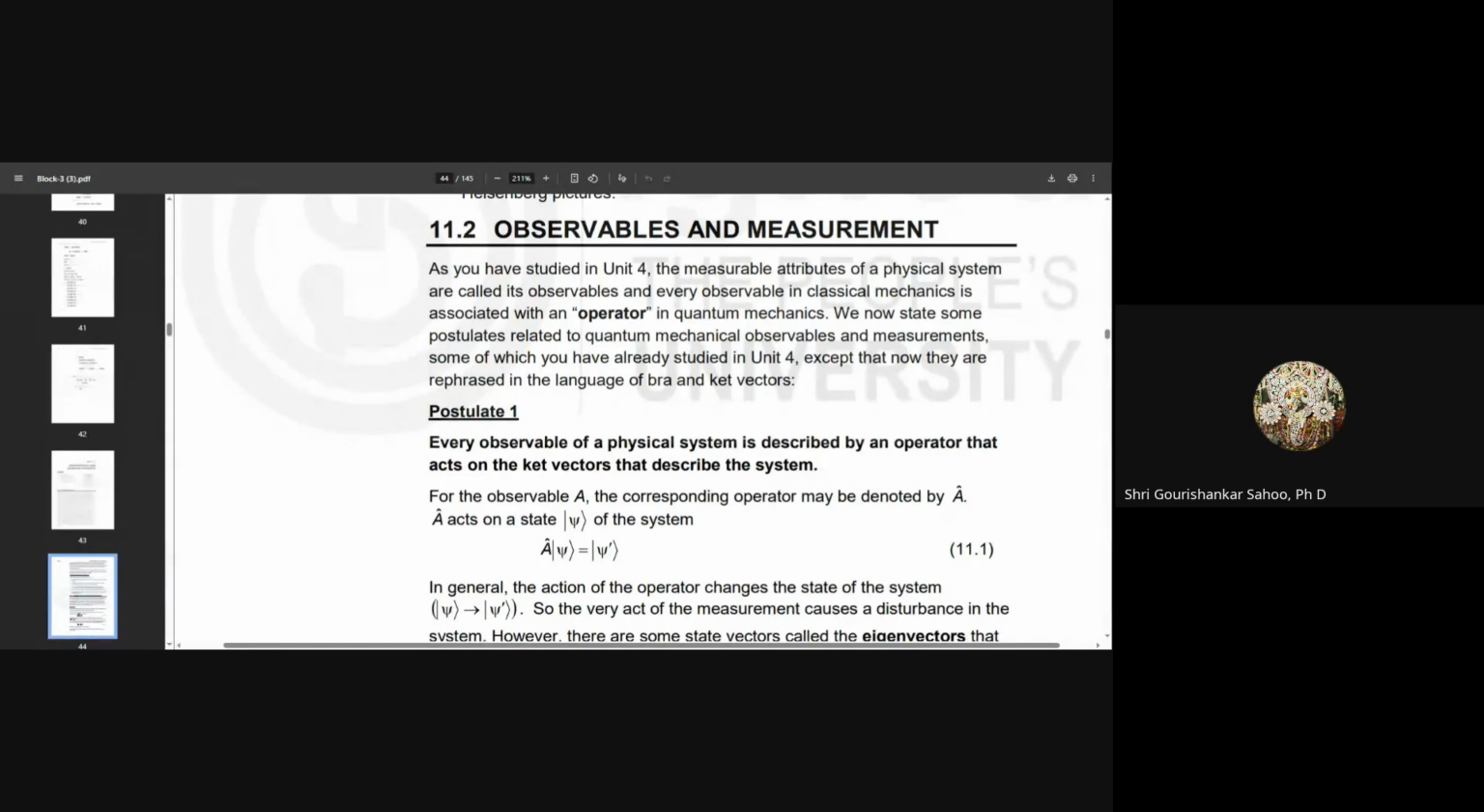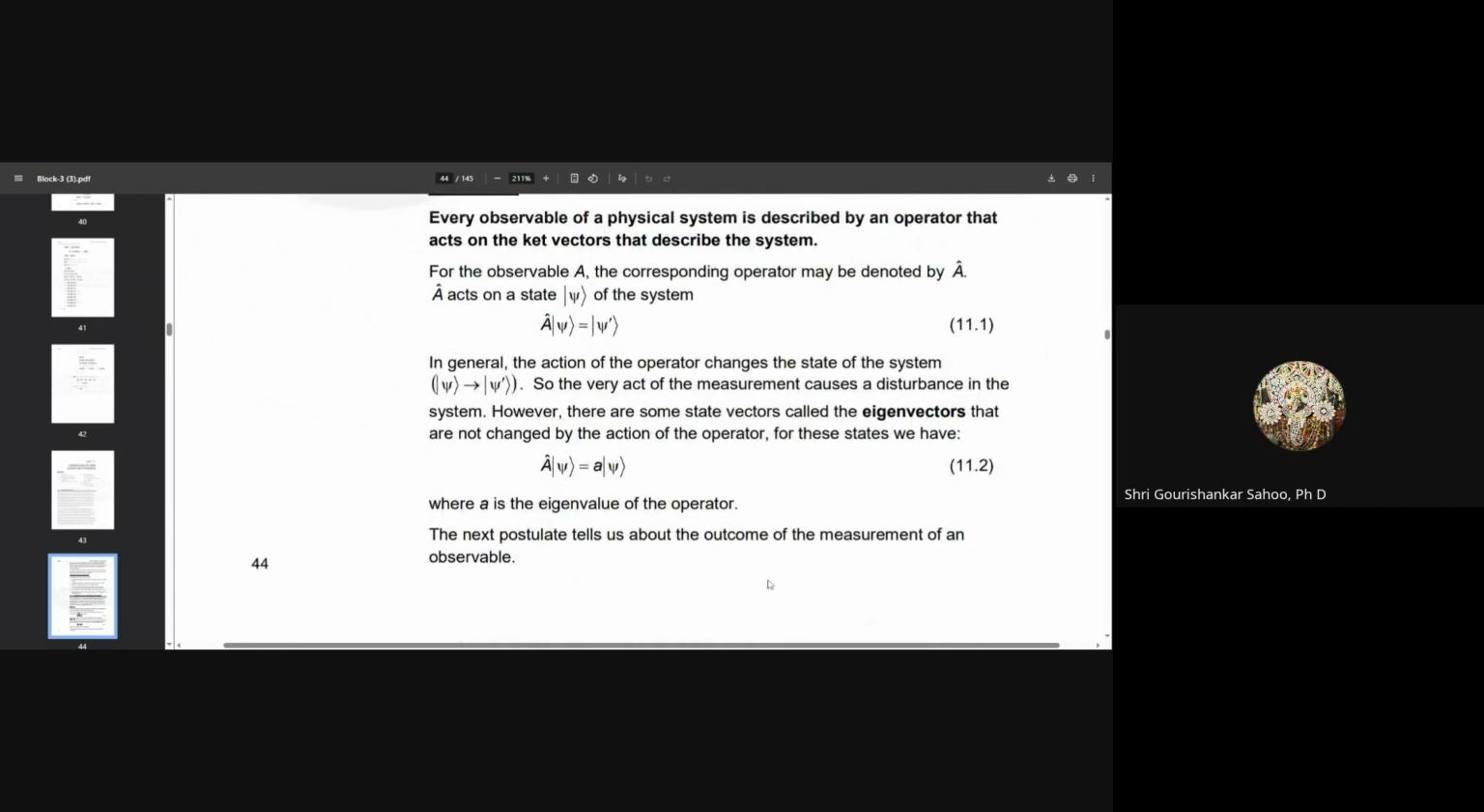You know psi, when written as a ket vector, is shown on the screen. It is written like this. So for an observable A, the corresponding operator may be denoted by A cap, and when A cap acts on the state vector psi of the system, you can write A cap psi is equal to psi dash. So in general, the action of the operator changes the state of the system, from psi to psi dash. So every act of measurement causes a disturbance in the system.